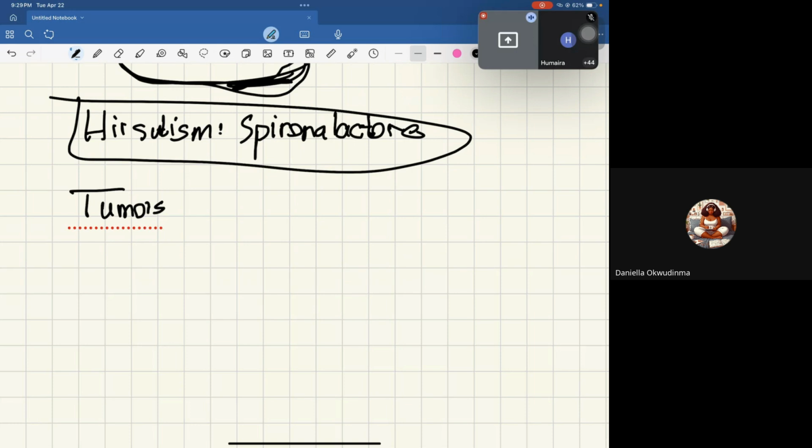So again, what are the risk factors for ovarian tumors? What is the most common risk factor for ovarian tumor? Anyone?